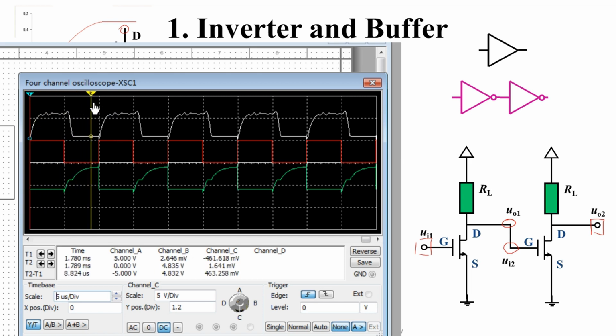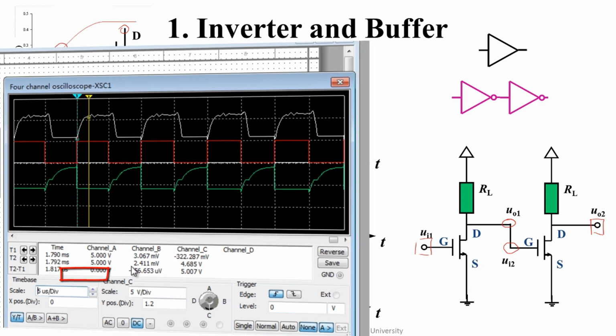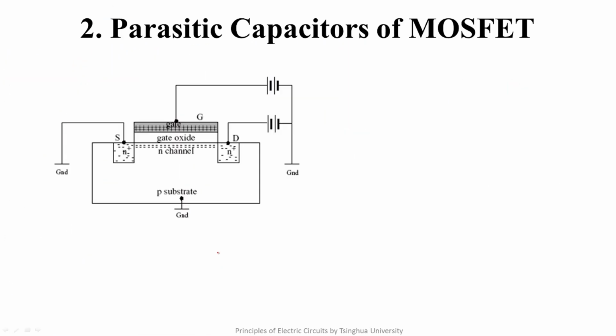You can see the difference between the two times is the transfer delay. In the previous simulation, we found that the buffer becomes non-ideal with the increase of the signal's frequency. That is, the output cannot follow the input immediately. Why? We will focus on the structure of MOSFET.